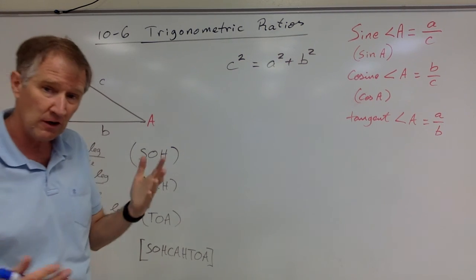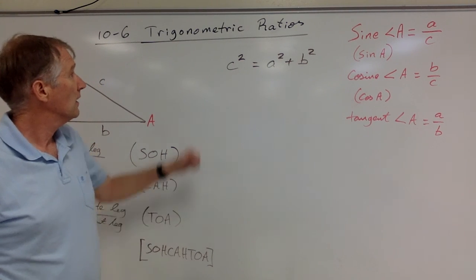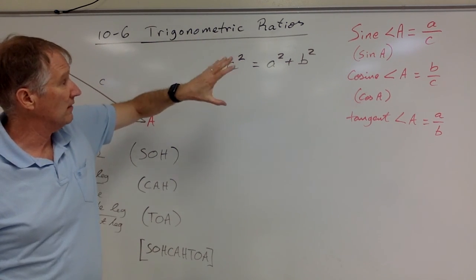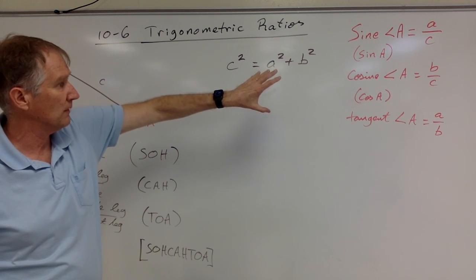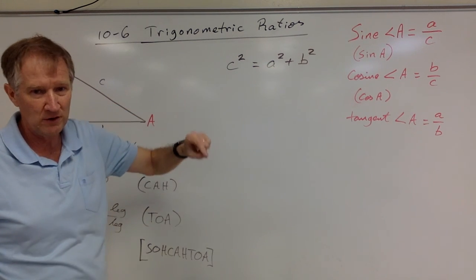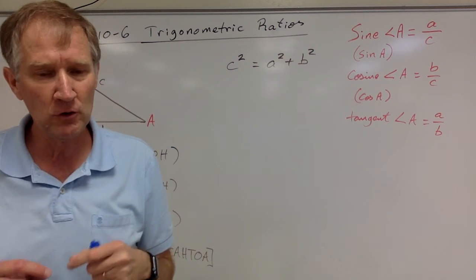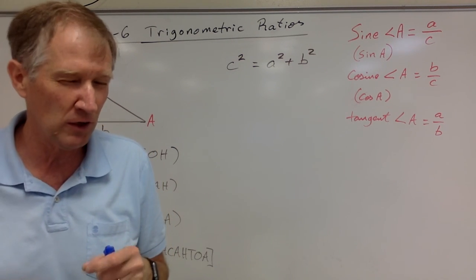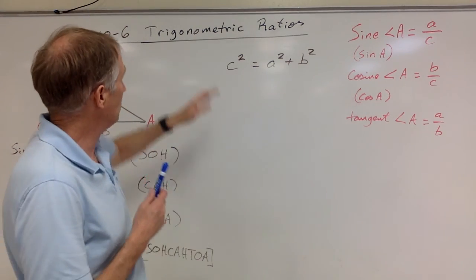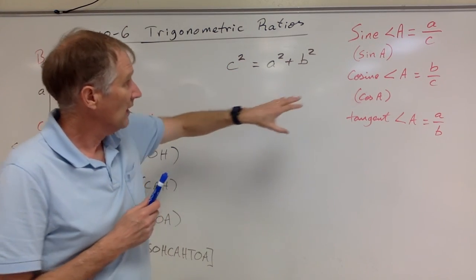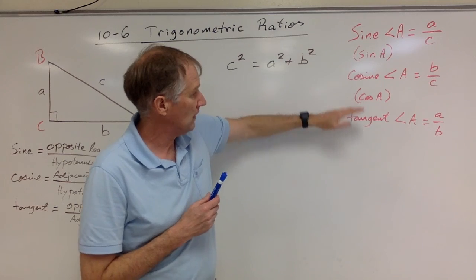This is just an introduction to trigonometry. So we're looking at the rather well-known trigonometric ratios. Say that one 3 times really fast. Trigonometric ratios, trigonometric ratios, trigonometric ratios. Oh, I got it. Trigonometric ratios. These are the sine, cosine, and tangent.